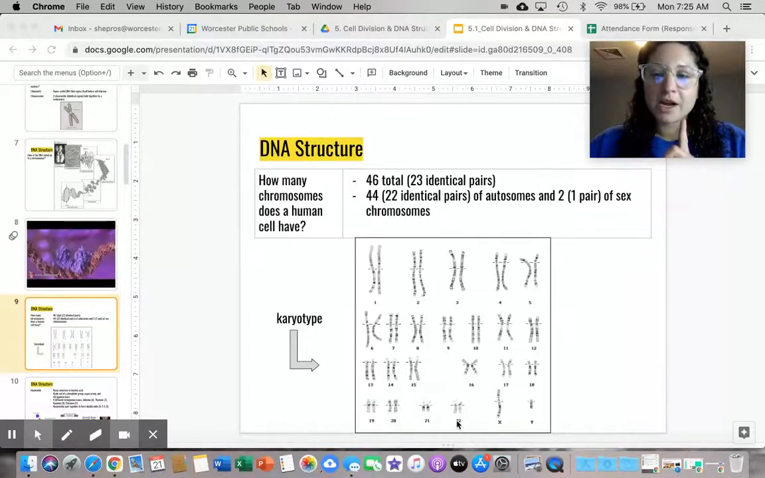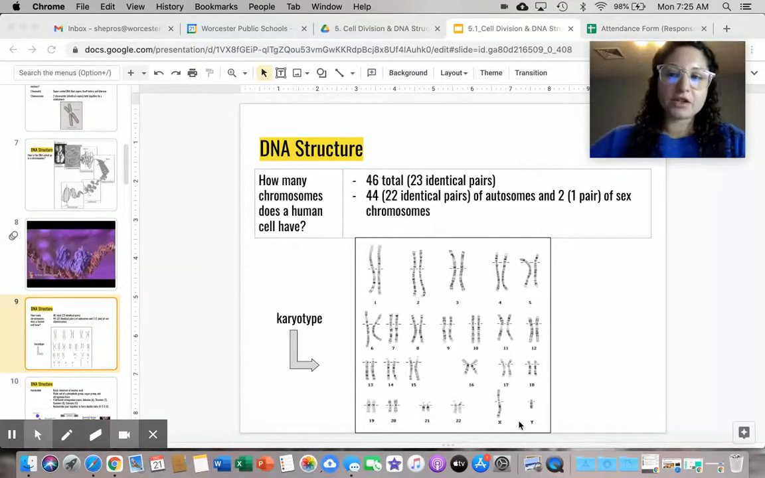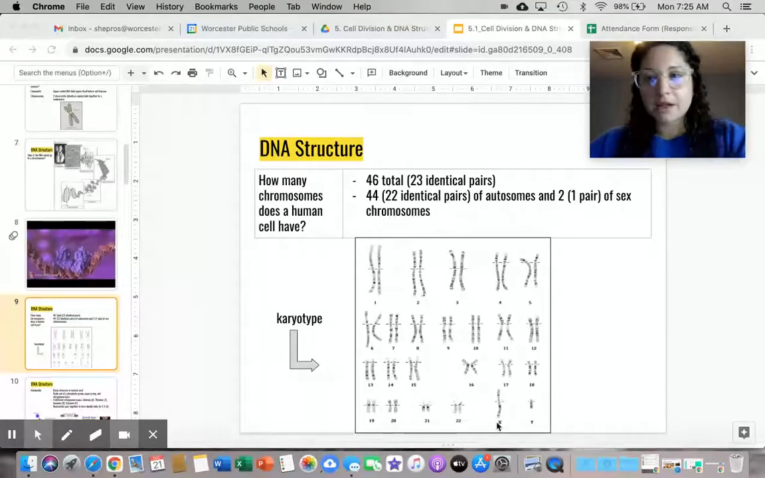You have one pair of chromosomes called your sex chromosomes. That's what we're looking at right here. In order to make a biological female, you need to have 2 copies of an X chromosome. In order to have a biological male, you're going to have 1 copy of an X chromosome and 1 copy of a Y chromosome. So to repeat that, biological females, 2 X chromosomes, biological males, 1 X, 1 Y chromosome.